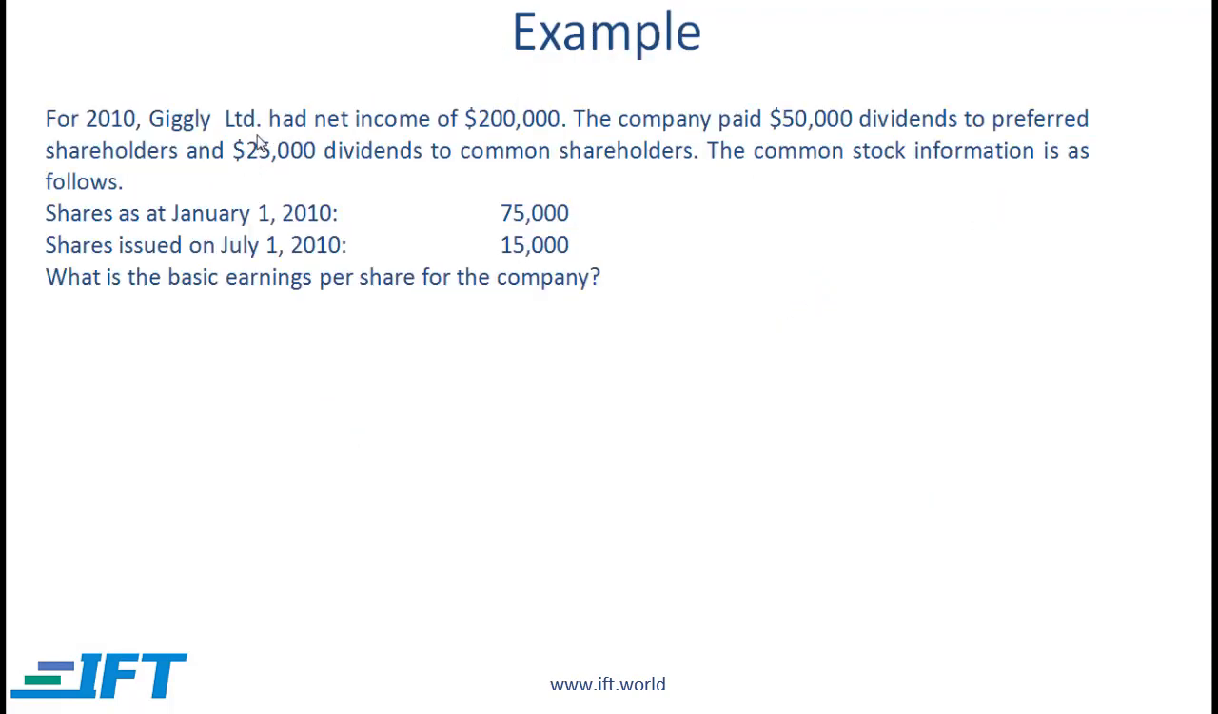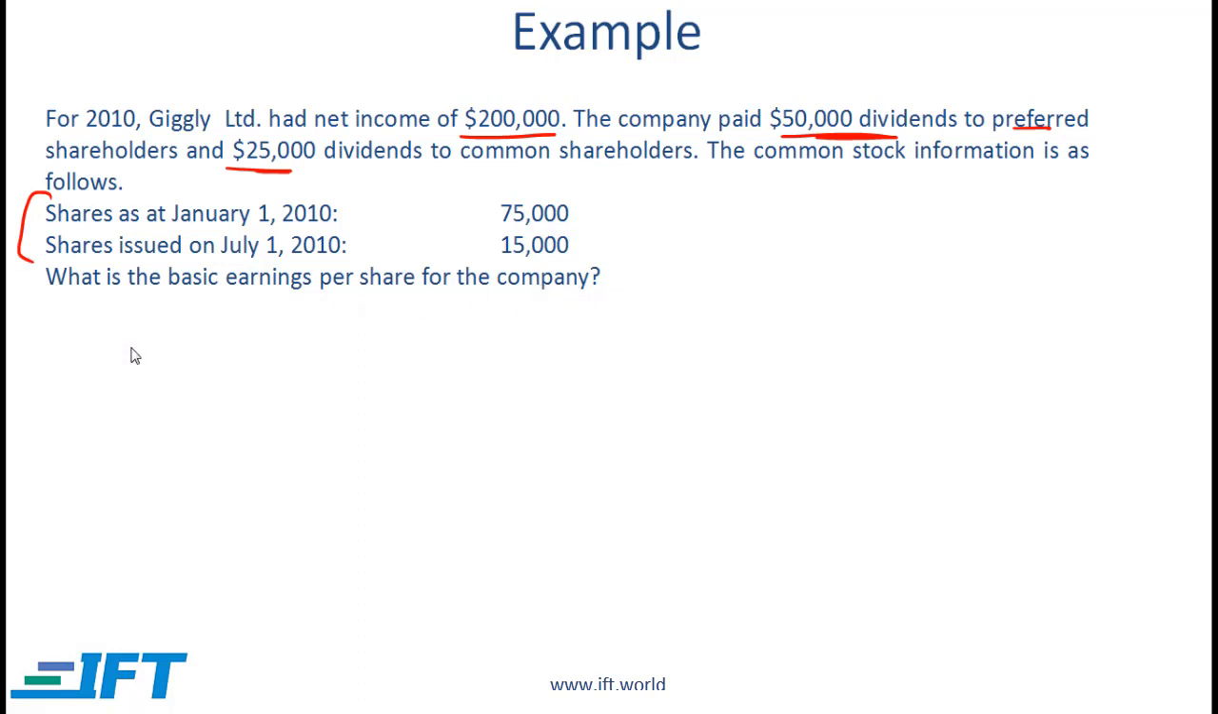We'll do a few examples now which will help you understand the concept. For 2010, Giggly Limited had net income of 200,000. 50,000 was the dividend paid to preferred shareholders and 25,000 was paid to common shareholders. And then we are also given the number of shares outstanding. What is the basic EPS?